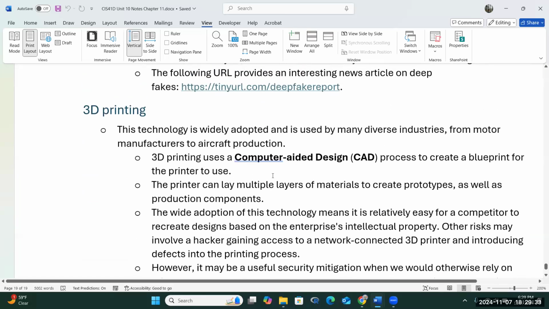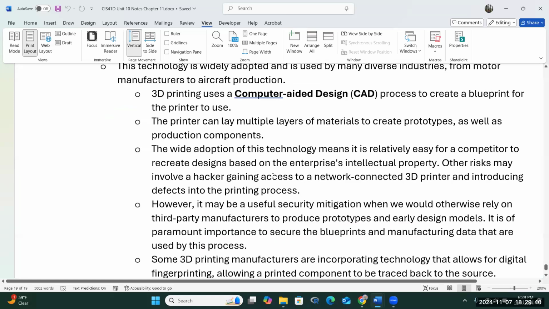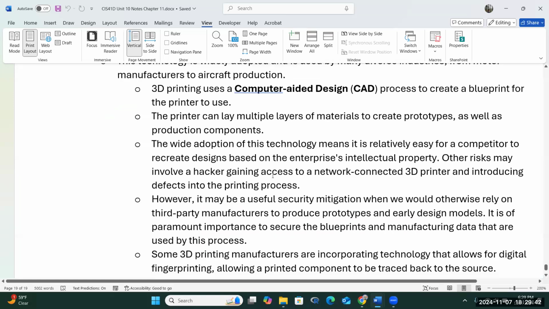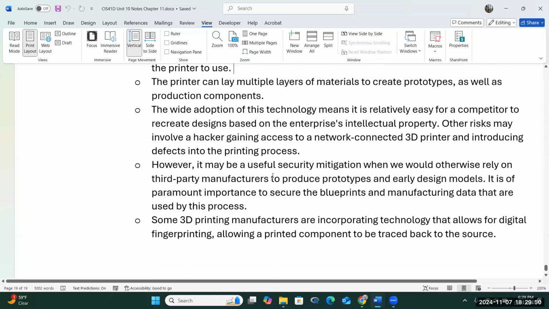So you can use it for hobbies, you can use it for prototyping, you can do a lot of things with 3D printing. It's very cool. You just have to have a little bit of knowledge in design and design concepts to be able to draw and create whatever art or things that you want to print.